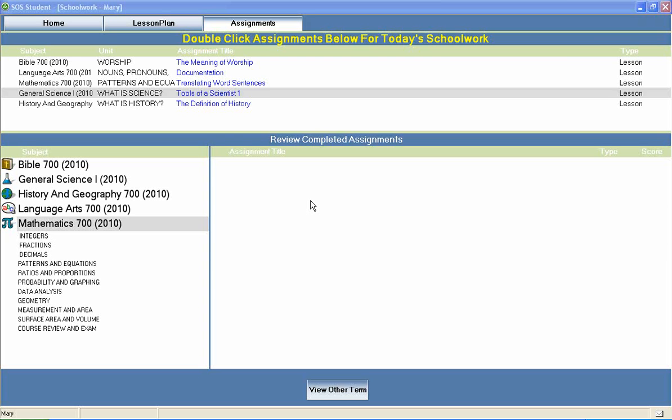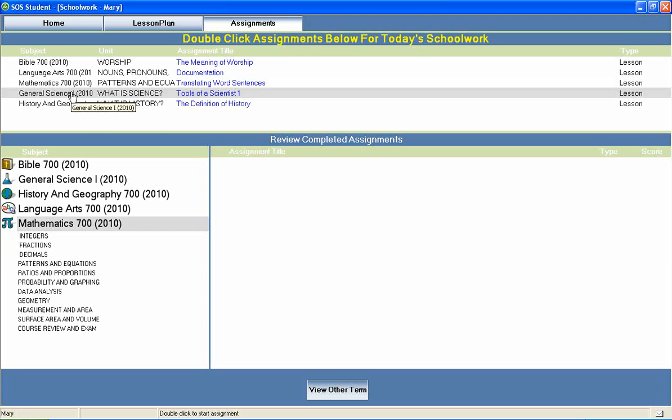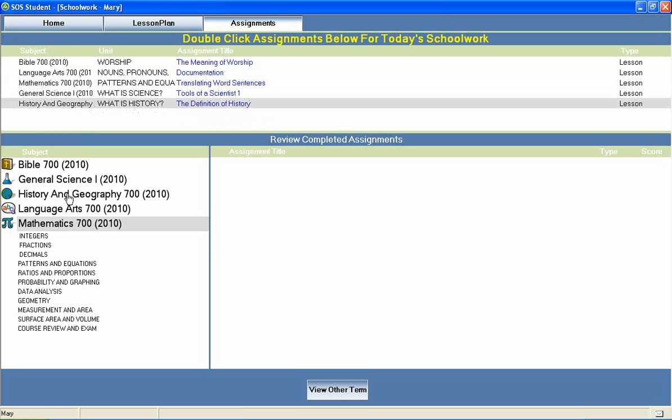Welcome to Switched On Schoolhouse, a CD-ROM-based homeschool curriculum from Alpha Omega Publications. In Switched On Schoolhouse 7th grade math, your students will continue their study of elementary math topics with units like integers, decimals, ratios and proportions, data analysis, measurement and area, and much more.